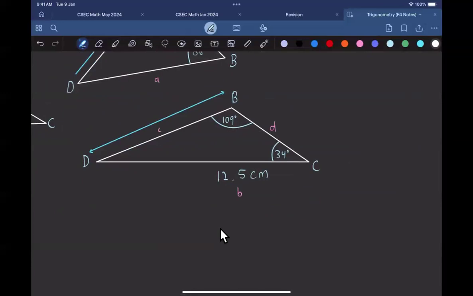Like a over sine capital A, but now in this question, we don't have A, B, and C. We have B, C, and D. So b over sine capital B equals c over sine capital C equals d over sine capital D. Cool.